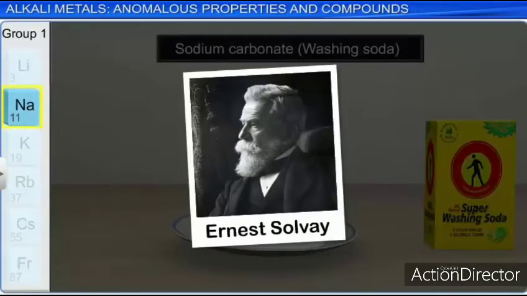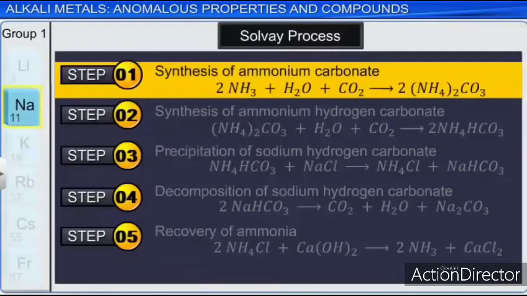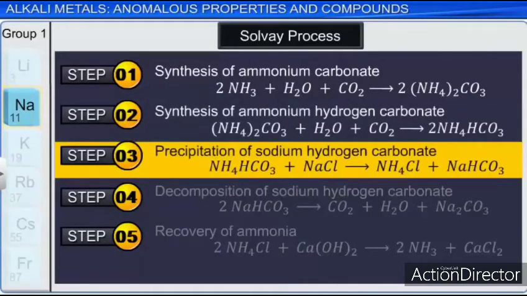In the first step, ammonium carbonate is synthesized from ammonia, water, and carbon dioxide, as shown in the reaction. Then, the ammonium carbonate formed in the first step is reacted with water and carbon dioxide to form ammonium hydrogen carbonate, as shown in the reaction given. Next, the ammonium hydrogen carbonate is combined with sodium chloride, and a sodium hydrogen carbonate precipitate is isolated.